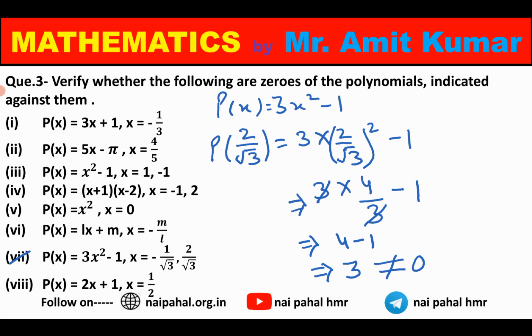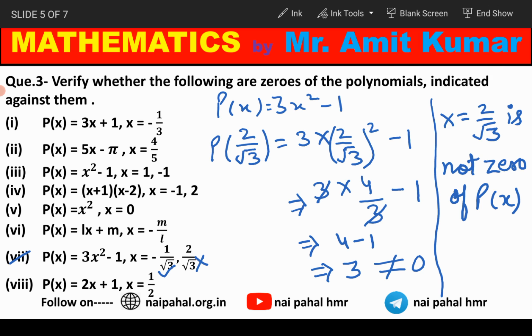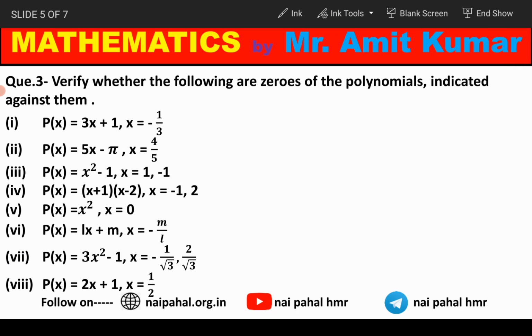If it is not equal to 0, then you can say that x = 2/√3 is not a zero of P(x). As you can see, this is the zero for polynomial P(x) and this is not the zero for the polynomial P(x). Let's move on to the next part of it, where we have the 8th part.